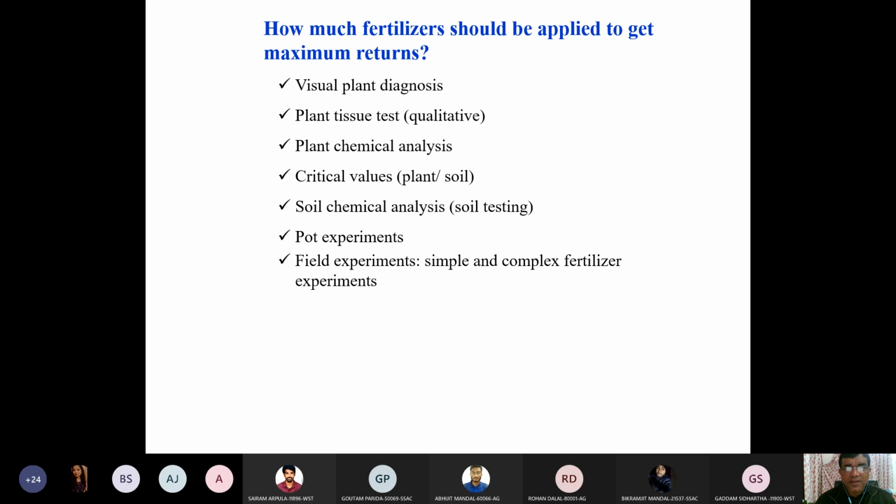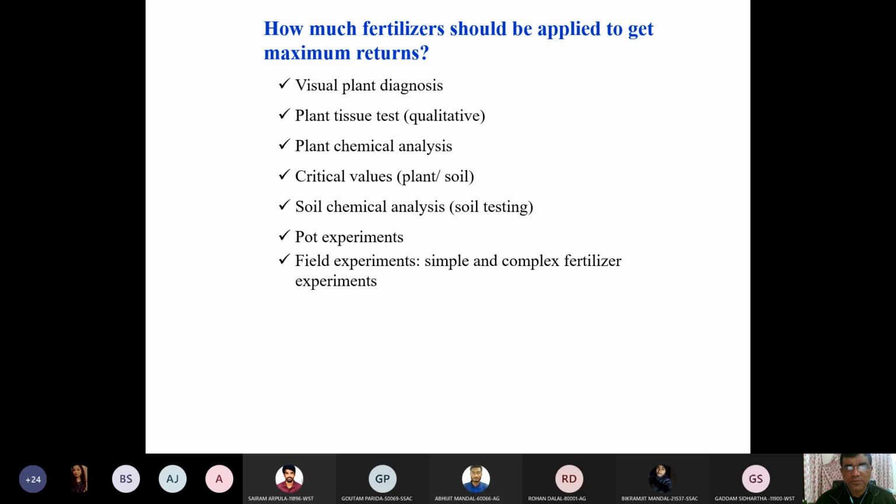So again, it is telling us that nitrogen level is 2%, but we do not know whether this 2% is sufficient or insufficient. Or, by knowing it, how much fertilizer, how much urea I can apply to overcome this problem. It is again not a very good idea to apply fertilizer based upon plant chemical analysis.